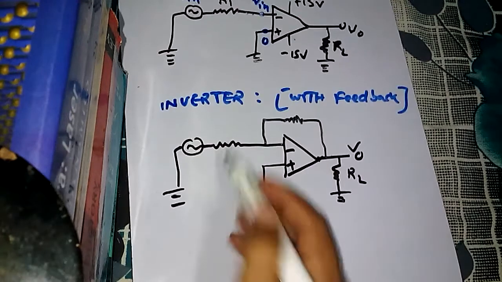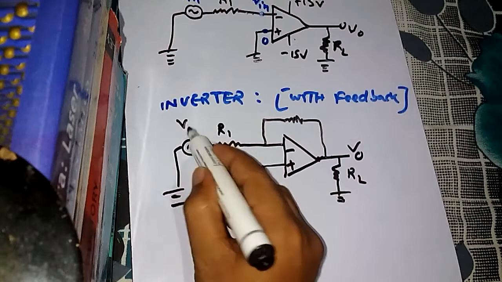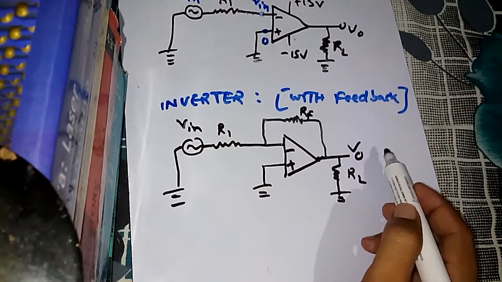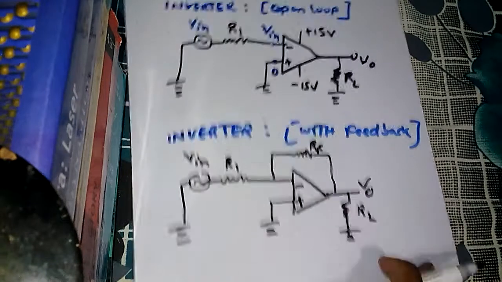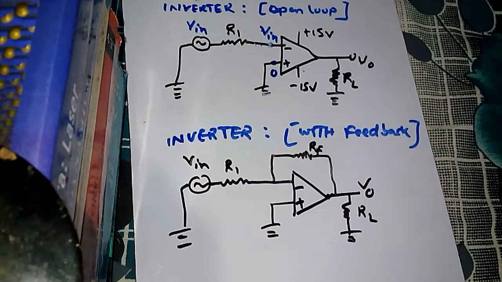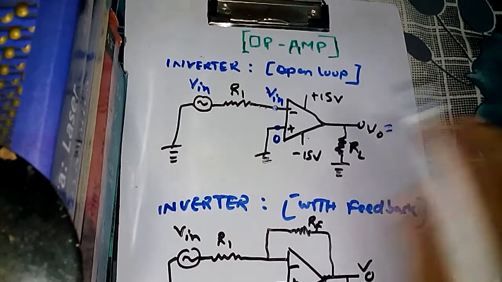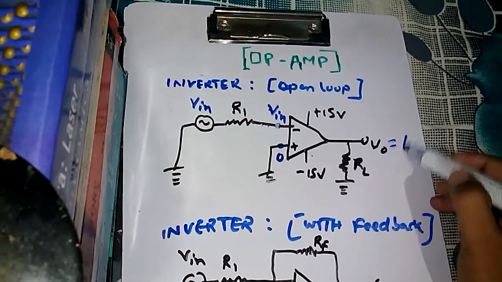Okay, let us see what happens here. Here R1, it is V input, it is RF. Now one thing is that the output, let us write down the output. Here the output is simply A.